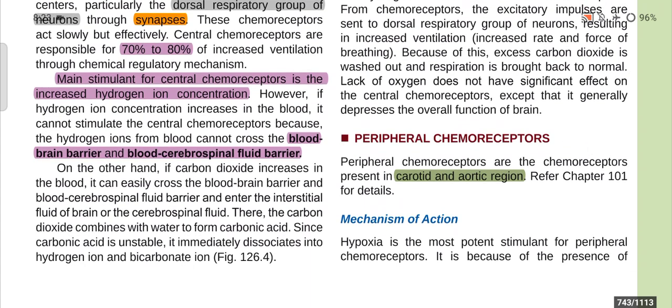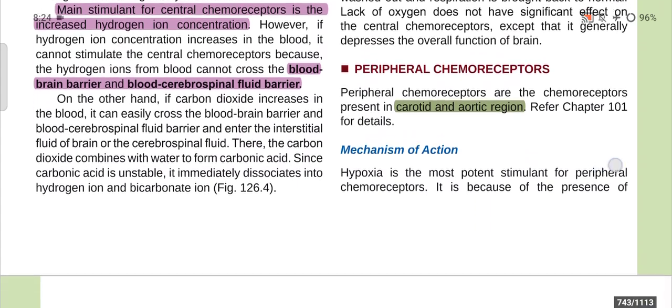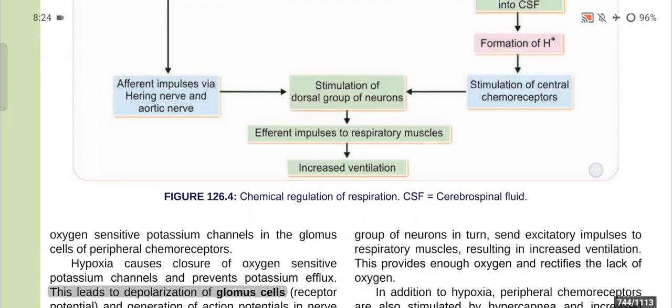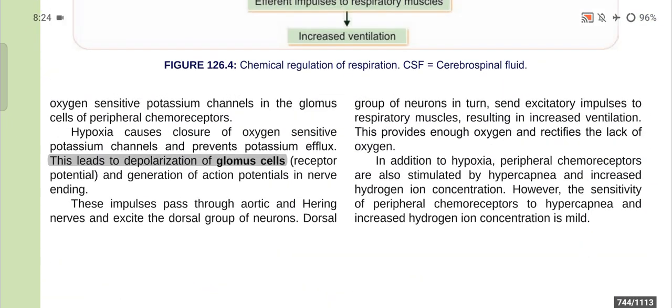Now, peripheral chemoreceptors are the chemoreceptors present in the carotid and aortic region. And the mechanism of action is that hypoxia is the most potent stimulant for peripheral chemoreceptor. In the case of central, the main stimulant is increased hydrogen ion concentration, and in the case of peripheral, hypoxia is the most potent stimulant, and it is because of the presence of the oxygen sensitive potassium channels in the glomus cells of the peripheral chemoreceptors.